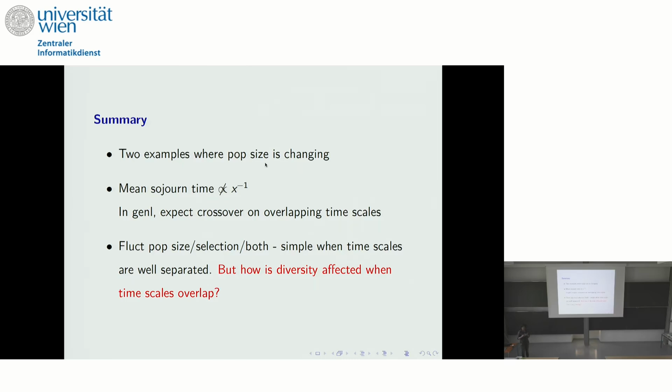So I'm interested in understanding, if the population size fluctuates, or the selection coefficient fluctuates, or in general both fluctuate, then what can we say about the diversity? How is it affected when time scales overlap? So that's what I'm interested in.